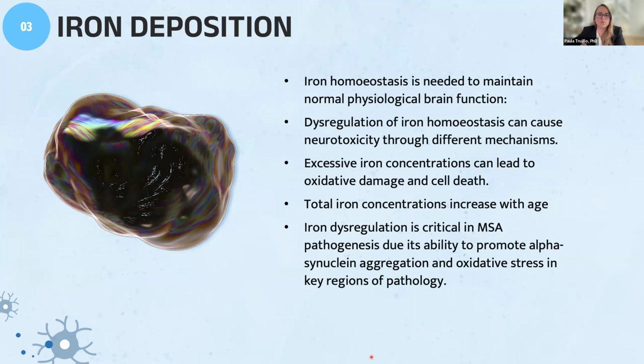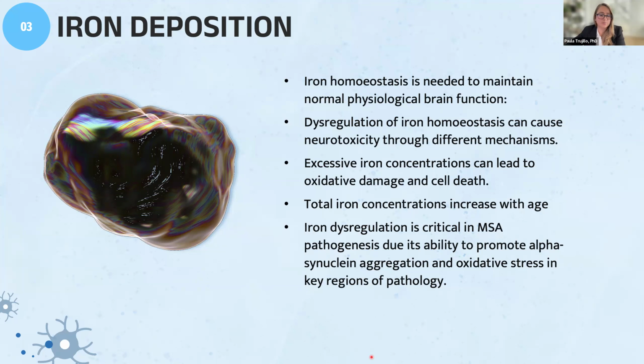Understanding how iron works in the brain is complicated and still not fully known. But we do know that iron is very important for keeping the brain working normally. When iron levels are elevated, it can harm the brain in different ways. Too much iron is linked to many diseases, including MSA. As we get older, our brains tend to collect more iron, and this is more pronounced in certain brain regions like the substantia nigra, the putamen, and the globus pallidus.